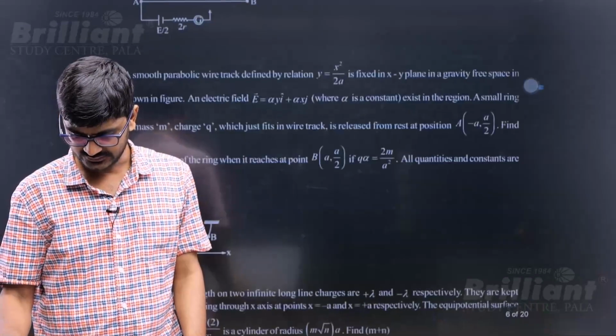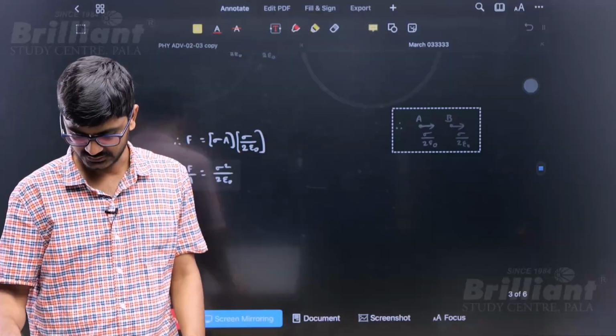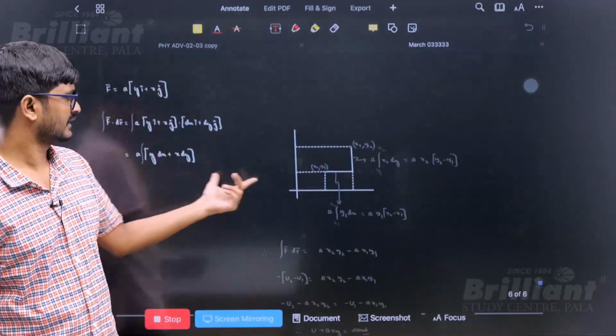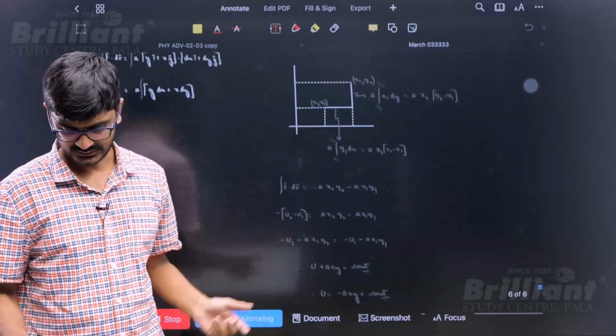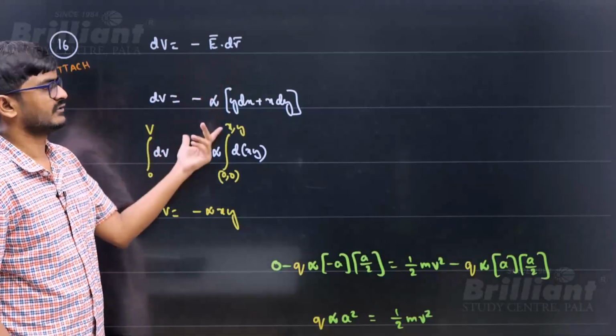It was taken in revision in work, energy, power. If you don't know how it is conservative and how to find potential difference and so on, we have done it in two ways there. But anyway, I'll be doing it directly here. dV equals, this is the basic definition. So when you integrate, you will be getting the work done.